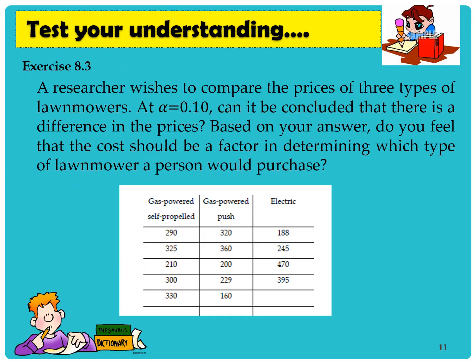So this is the test your understanding question for Kruskal-Wallis. There are 3 groups and the test is at alpha 0.1. You have to upload it on your ULEN.